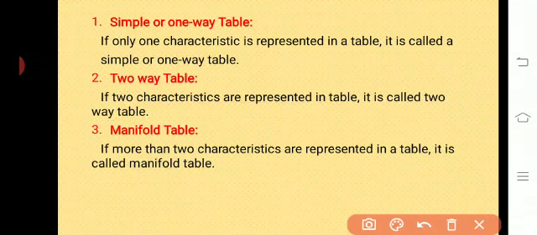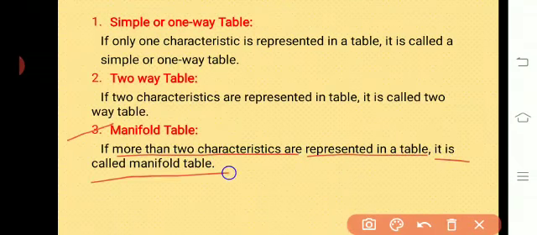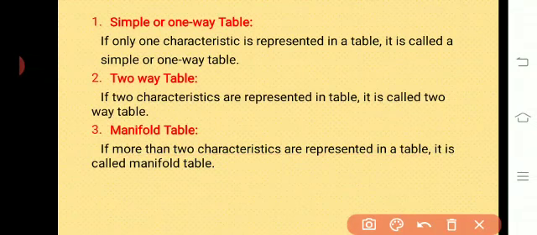Then the last type of table is the manifold table. If more than two characteristics are represented in a table, then it is called a manifold table. For example, in one table we are going to consider gender as one characteristic, occupation as another characteristic, and one more, residence, as another characteristic. So more than two are there, so we can say that it is a manifold table.